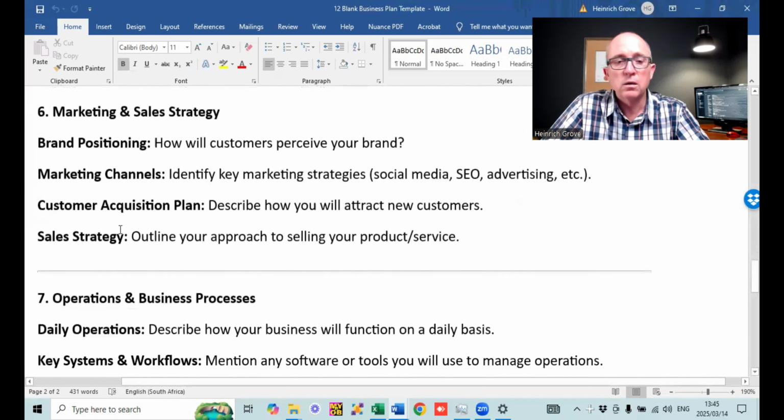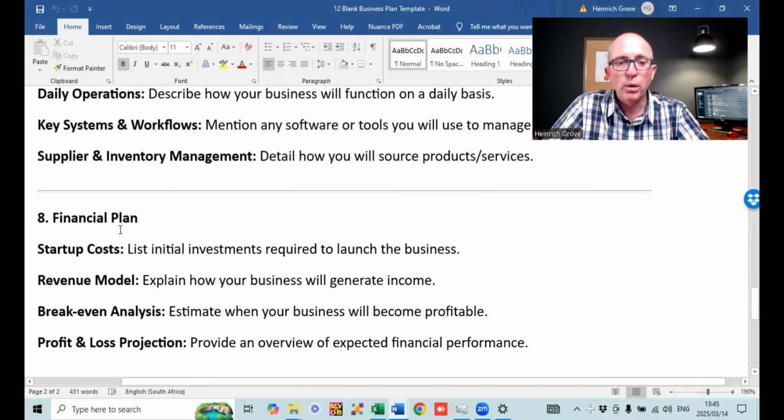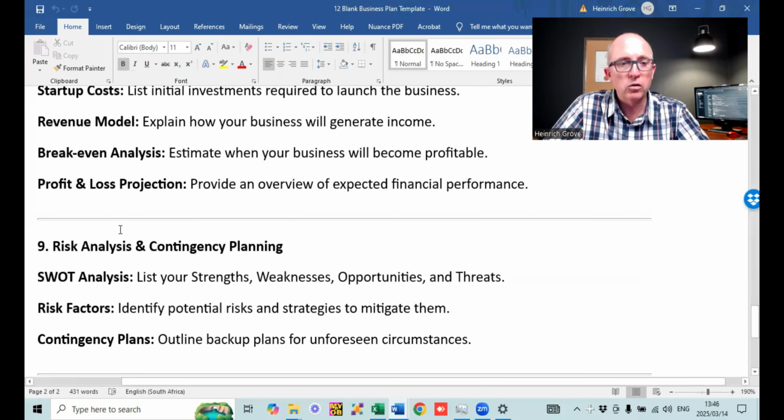Like I mentioned in the beginning, a business plan can be a one-pager or you can make it a 100-page document. Just depends on what you want to do. Operations and business processes. So daily operations, describe how your business will function on a daily basis, what are the key systems and workflows, supply and inventory management, and then obviously we look at the financial plan. Remember, we spent a whole video talking about the financial plan. So what is your startup cost, revenue model, the break-even analysis, profit and loss projections. So all those things are really, really important parts of your financial plan.